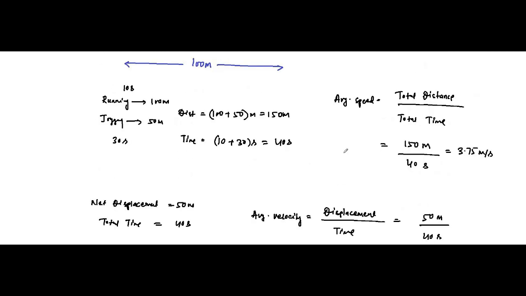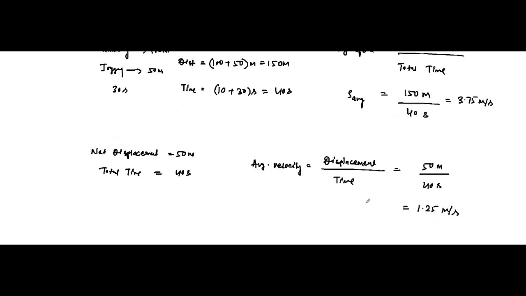So average velocity is equal to displacement by time, which is equal to 50 meters by 40 seconds, which is 1.25. 50 divided by 40, yes, 1.25 meters per second. This is the average velocity. So average speed is this much. Let's say this is speed average, this is velocity average.